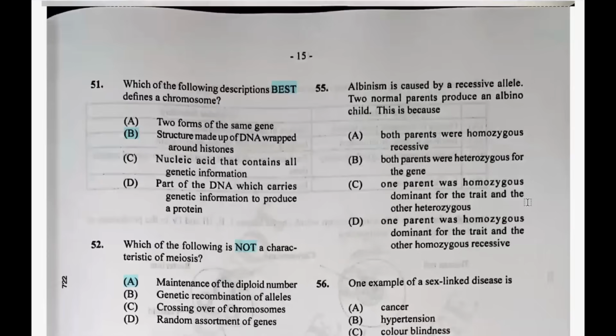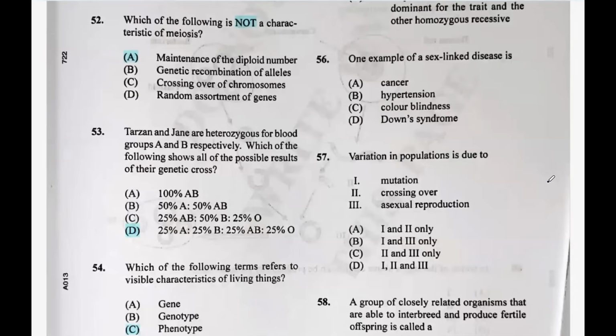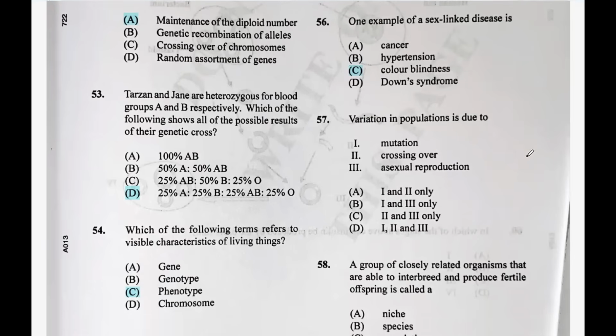55. Albinism is caused by a recessive allele. 2 normal parents produce an albino child. This is because both parents were heterozygous for the gene. 56. One example of a sex-linked disease is, and we will choose C, color blindness. Variation in populations is due to mutation, crossing over, asexual reproduction. So we're looking for 1 and 2, which is A.